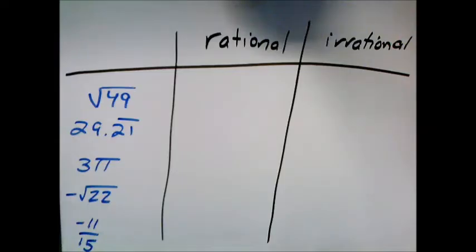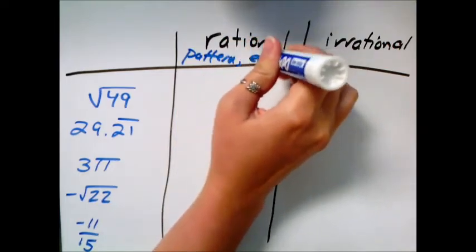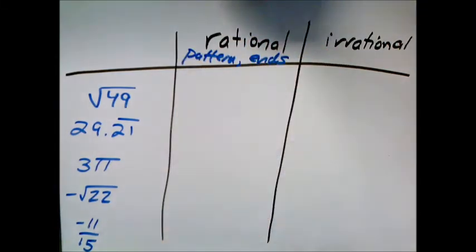Here we're going to look at identifying whether a number is rational or irrational. So rational, if you remember, means that it's a fraction, but it could also mean that it can be written as a fraction. So how can I tell the difference? Well, even if something's written as a decimal, the way to tell that it can be written as a fraction is if it has a pattern or it terminates, or ends. It doesn't go on forever.